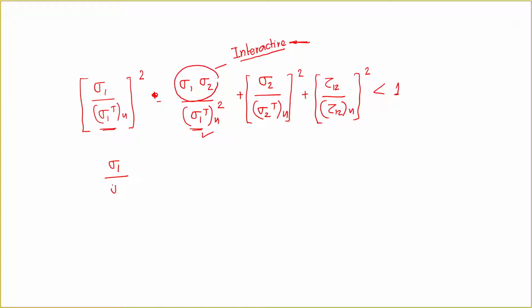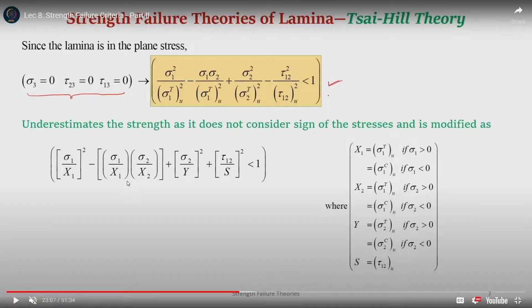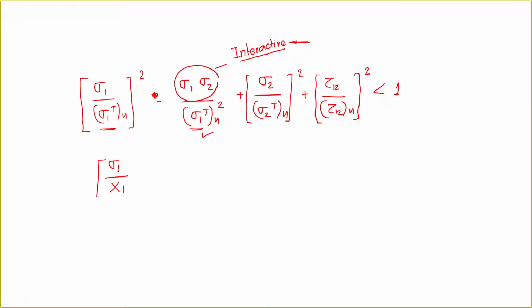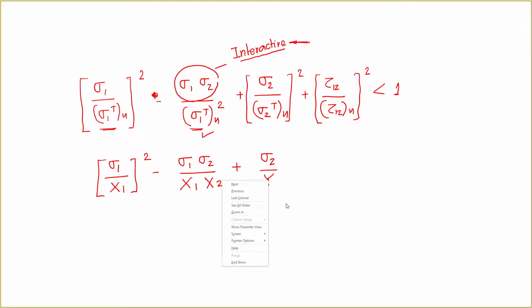Sigma 1 squared by X1 squared, minus sigma 1 sigma 2 by X1 X2, plus sigma 2 squared by Y squared, plus tau 12 squared by S squared, right?